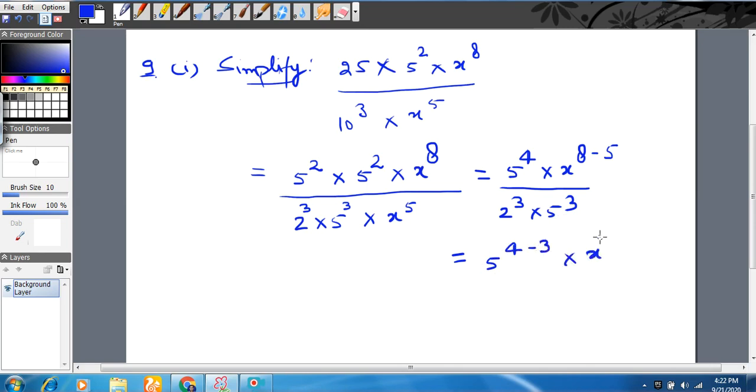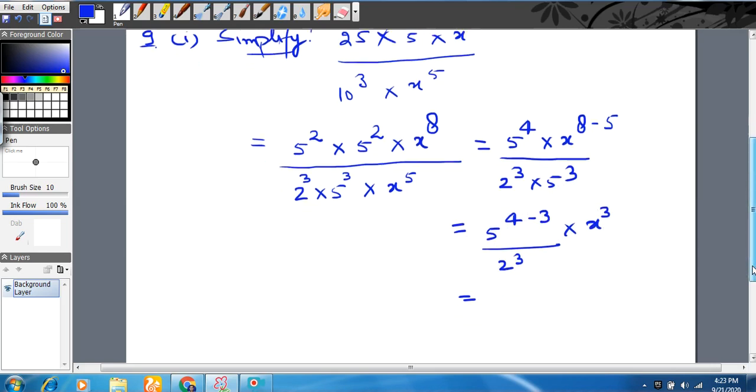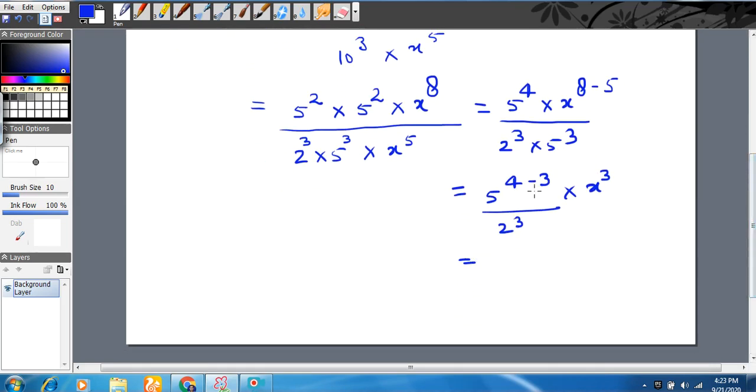Just write x cube also. Okay, it is x cube upon 2 power 3. Finally you can get the answer in this step. So 5 power 4 minus 3, it is just 5. डिनोमिनेटर में क्या है 2 क्यूब, 2 क्यूब का मतलब होता है 8, 5/8 एंड इट इज एक्स क्यूब, 5/8 एक्स क्यूब. दिस इज आंसर ऑफ क्वेश्चन नंबर 9 फर्स्ट पार्ट. You should note it down.